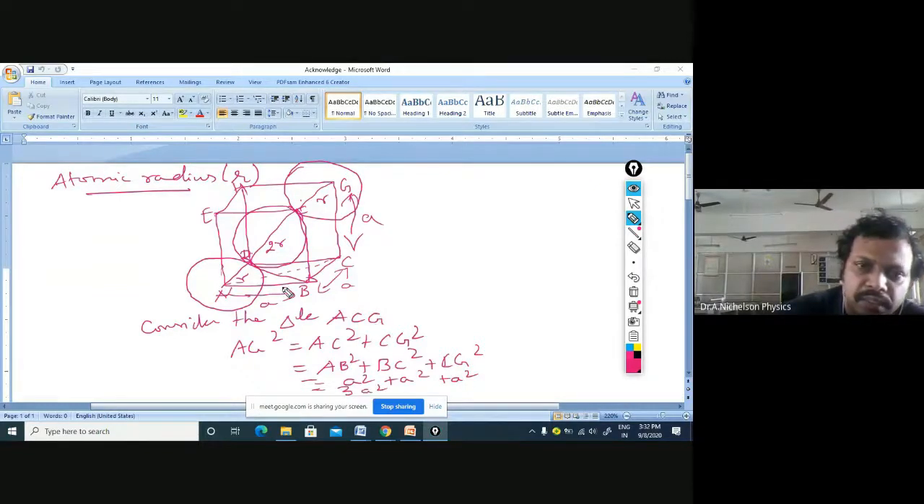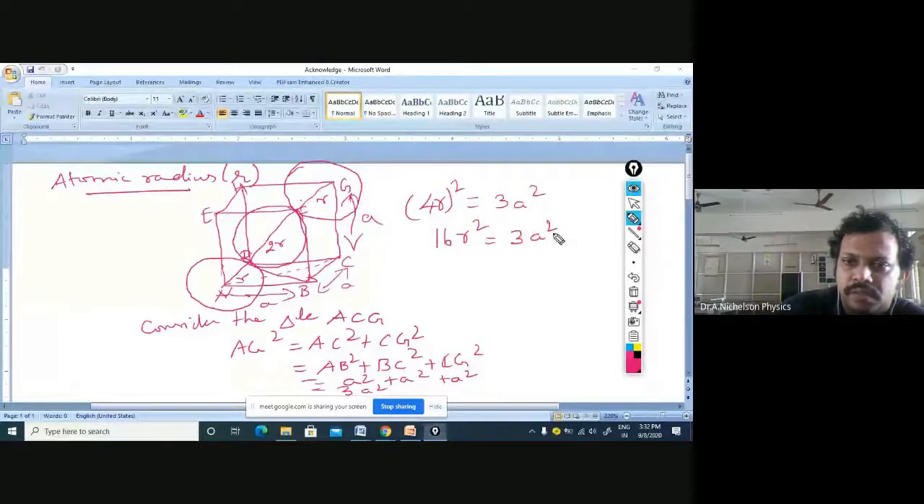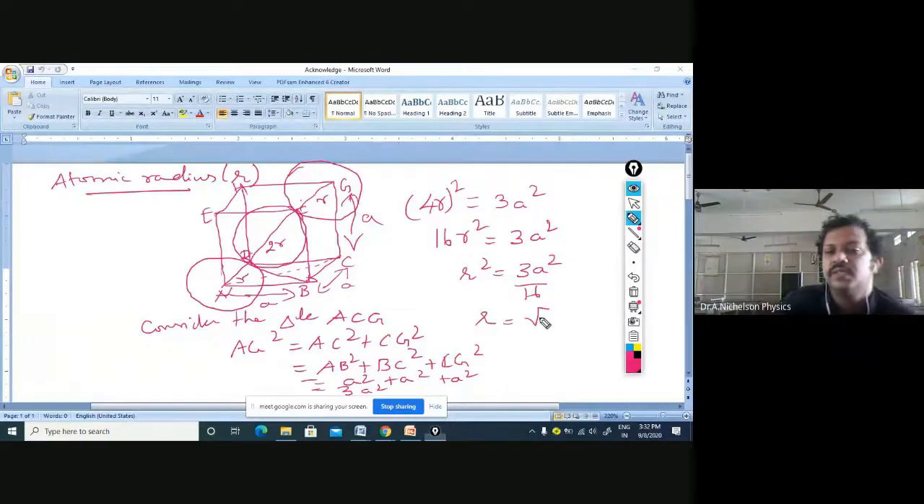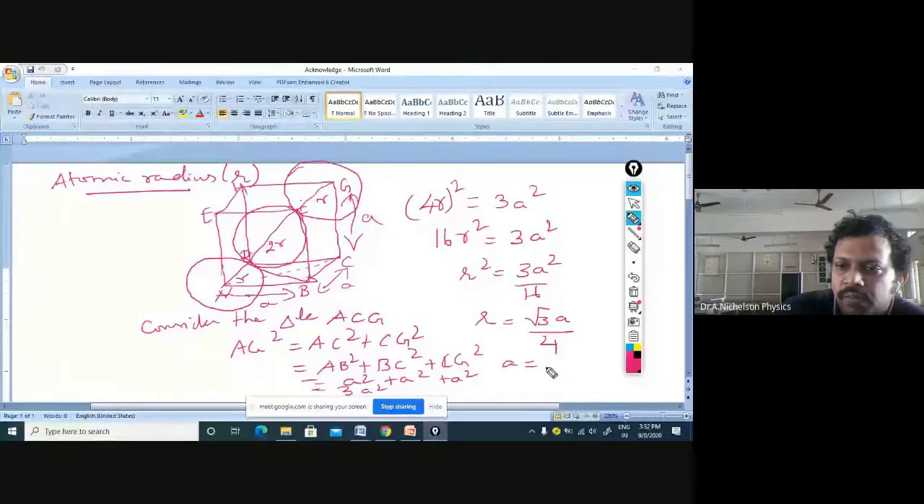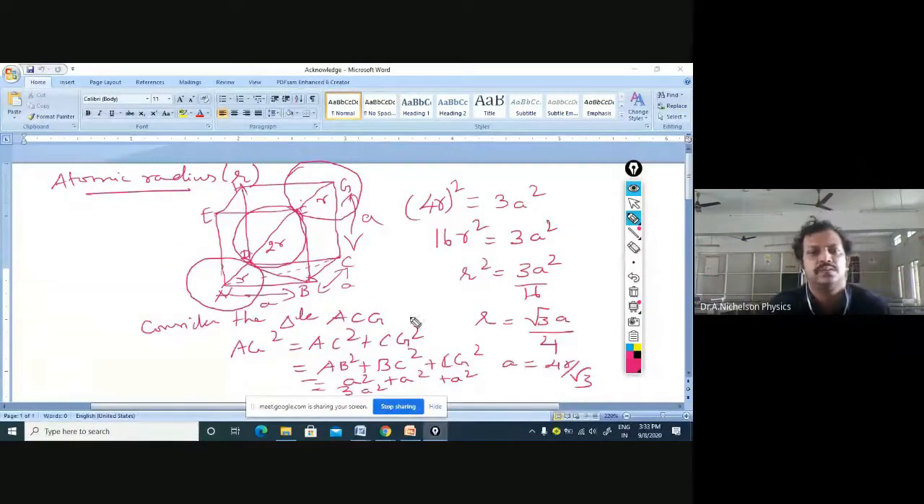Okay, so what is AG? AG is equal to r plus 2r plus r, that is 4r. The whole square, 4r the whole square, is equal to 3a square. So you can write 16r square is equal to 3a square. What we want is r. So r square is equal to 3a square divided by 16. From this, r is equal to root 3 a divided by 4. So this is the atomic radius. From this, if you want to find a, a is equal to 4r by root 3. This is how you have to find it.